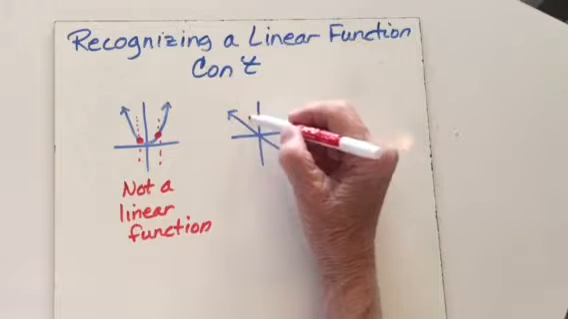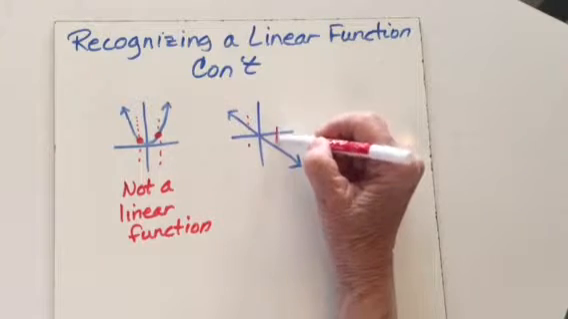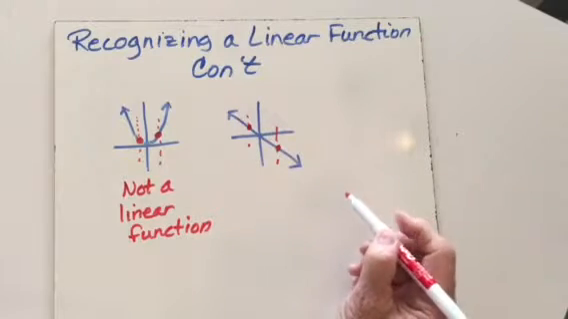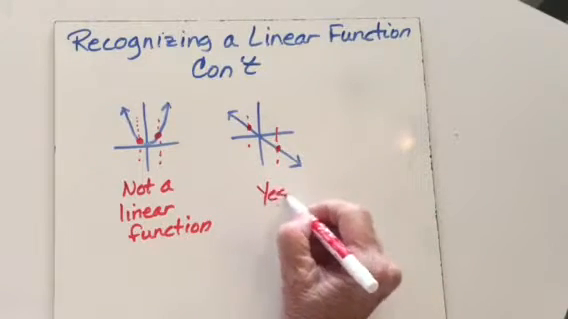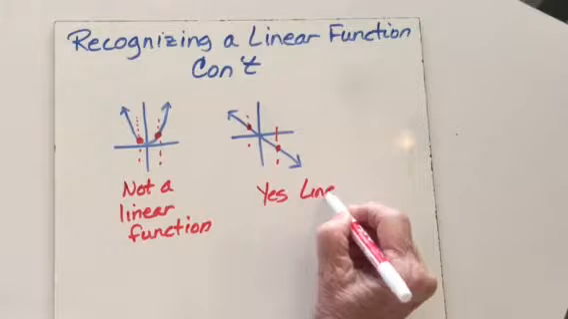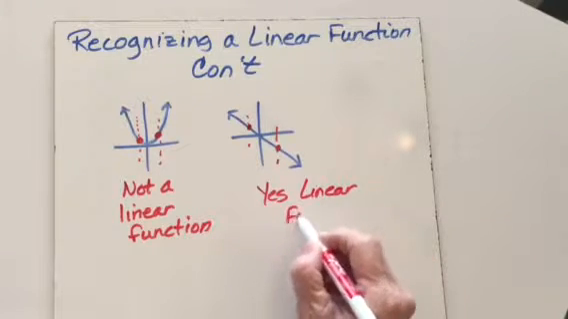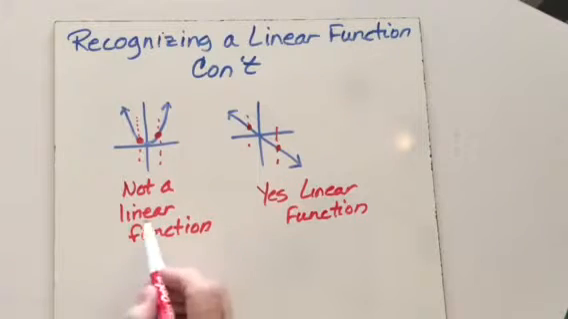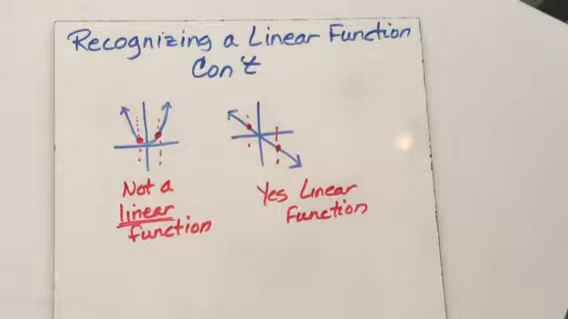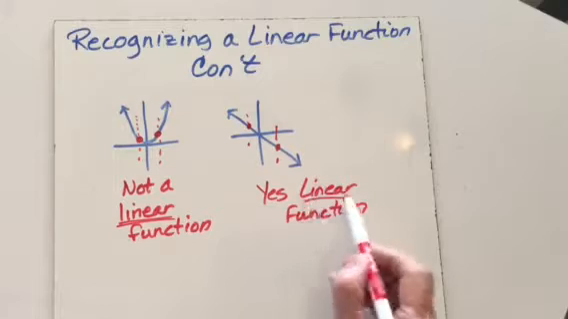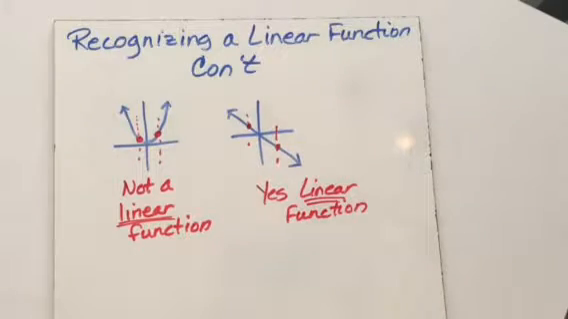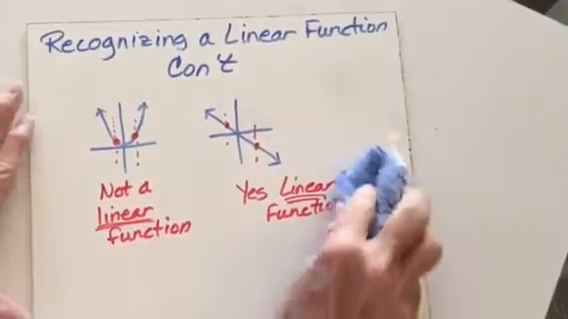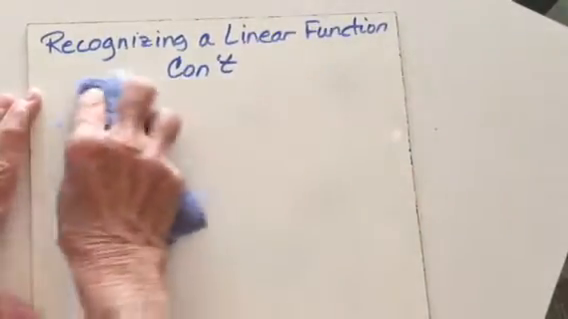You'll notice here when I do the straight line test, again, I only hit the graph one time, but it is a straight line. So yes, this is a linear function. That's how you can tell. Even if it's a function, it doesn't have to be linear. In order to be linear, it has to be a straight line. All right, let me show you another way to recognize linear functions.